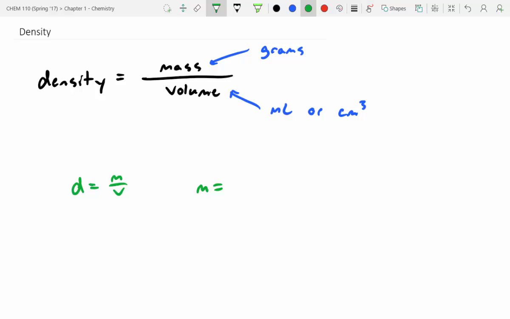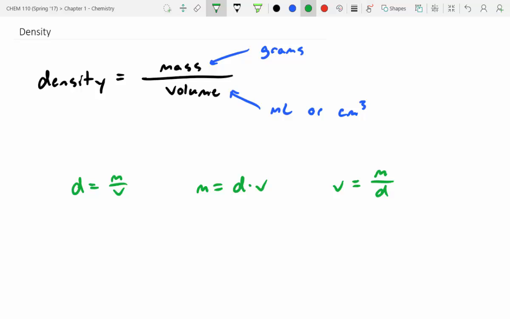Yeah, density times volume. So you can rearrange this. What if we want to find volume? Yeah, mass over density. So you can use simple basic math to change this around and solve for whatever variable you want in this equation.